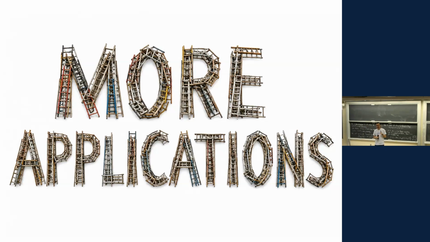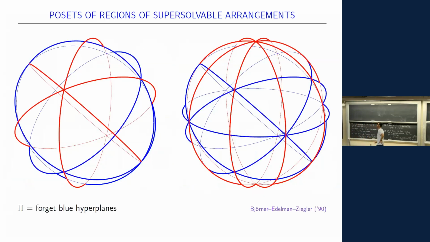What I will do is flash just one slide for each application that I can think of. If you don't know the lattice I will speak about, you can just wait for one slide and you get the next chance. The next slide. So the first application is the poset of regions of supersolvable arrangements.